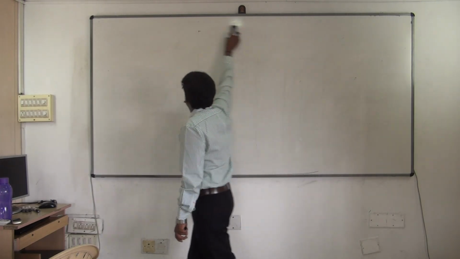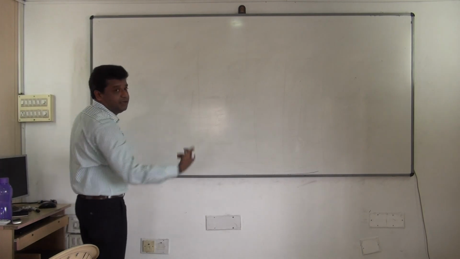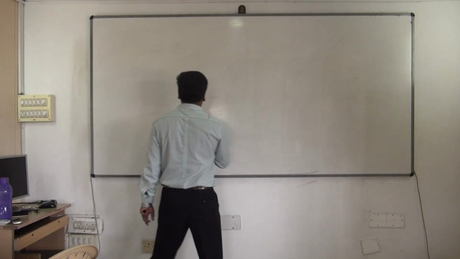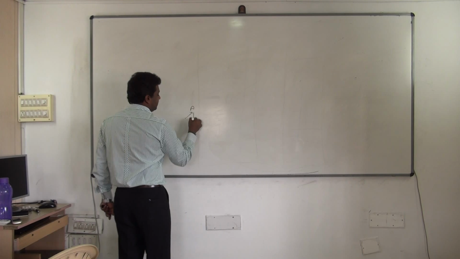Okay, now let's say one hierarchy. You know I had written A, B, C, D classes. In those A, B, C, D classes, how are they related? Hierarchical.